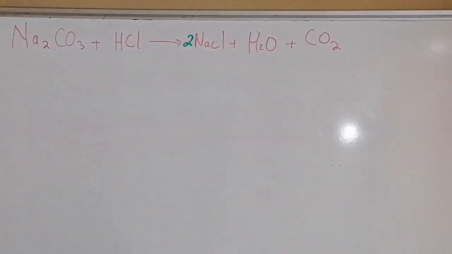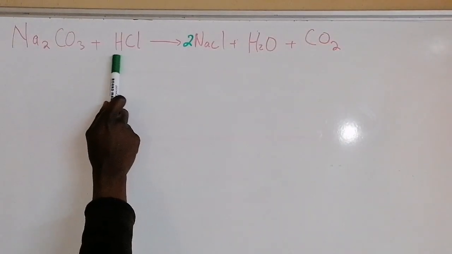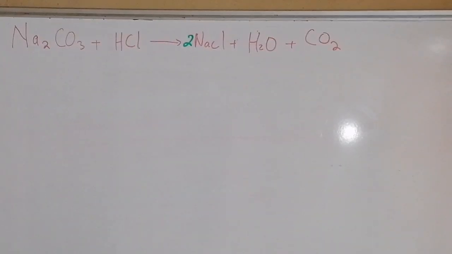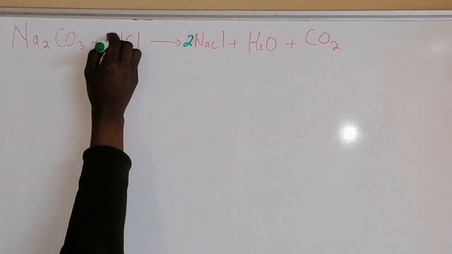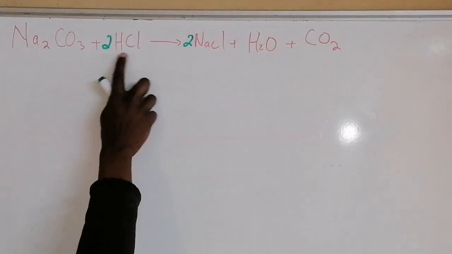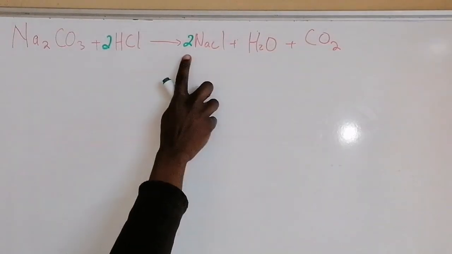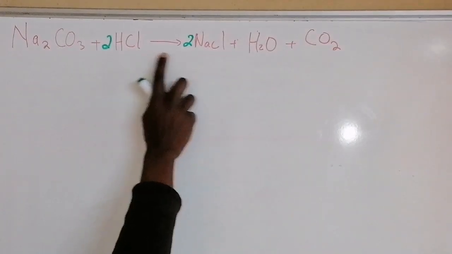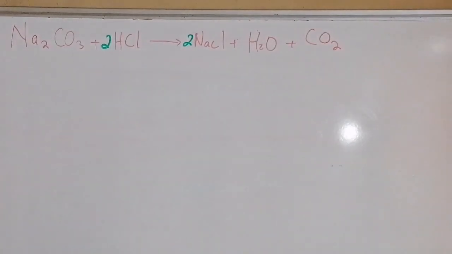We have O3. We have H1 here, or 1 hydrogen atom. Here we have 2 hydrogen atoms. So for us to make sure that they are equal, I have to put 2 there so that the hydrogen atoms can be balanced. We have 2 HCl here. Even here we have 2 Cl.